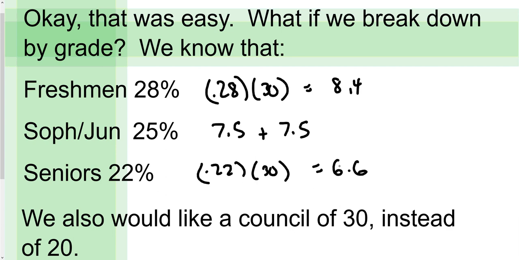Now some of you might say, well, what's the easiest thing? If you want as close a representation to the true value as possible, you just round to the nearest integer. Okay, great, let's try that here. 8.4 would round to 8. 6.6 would round to 7. 7.5 and 7.5, well, those both round up to 8. And 8 plus 8 plus 8 plus 7, well, that's 31.